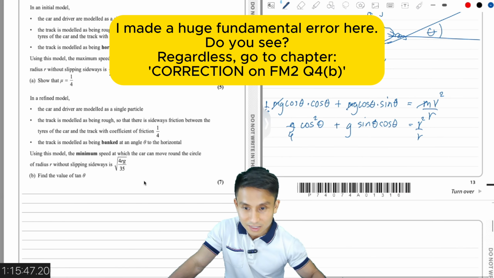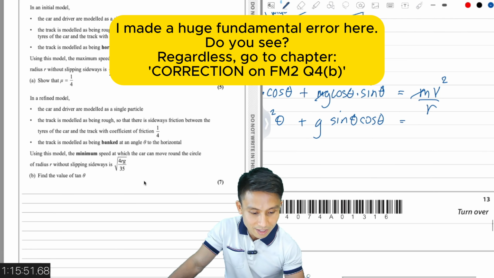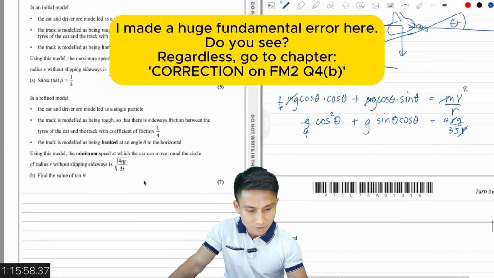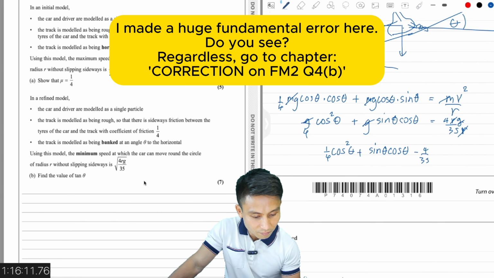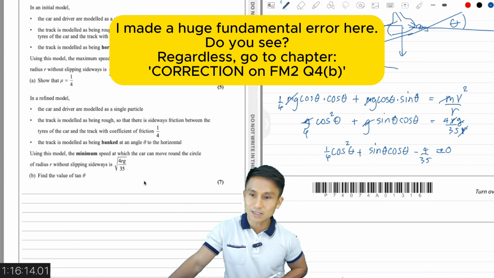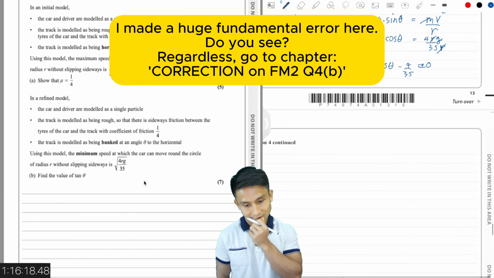And the speed is given to be 4rg over 35, so we're just going to square that, 4rg over 35, and then the r down here, the r will just cancel. G will also cancel, good. So we have 1 over 4 cos squared theta plus sine theta cos theta minus 4 over 35 equals 0. That's the equation we want to solve. We want to find tan theta here. How do we do that?